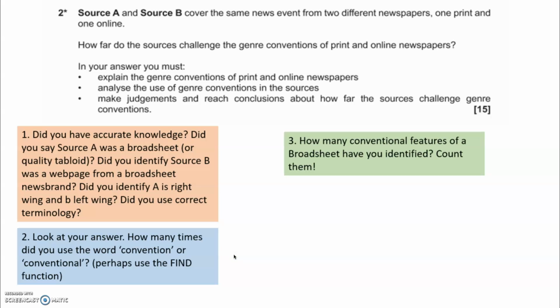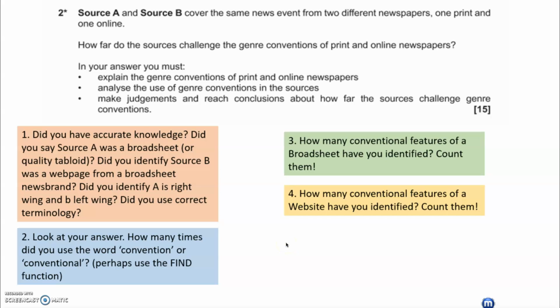Third, how many conventional features of a broadsheet did you actually identify? Go through and count. How many times did you correctly say that usually broadsheets have this? We would expect broadsheets to report on this kind of thing, use this kind of language, have this amount of images, etc. You're asked that in the first bullet point, explain the genre conventions of print and online news. You had to identify. So look at those, come back.